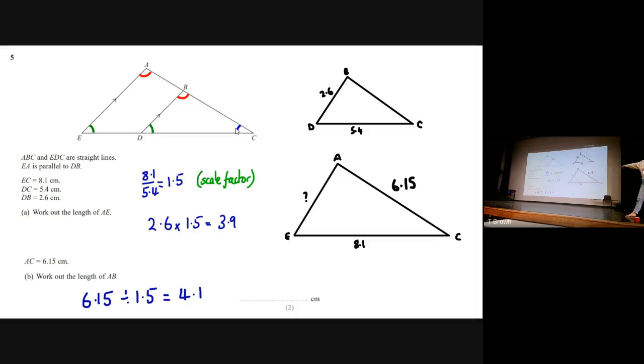That means that bit there is 4.1. If we now know that that bit's 4.1, then I can work out A to B, which is the bit they wanted, by taking it away from 6.15, which is 2.05.